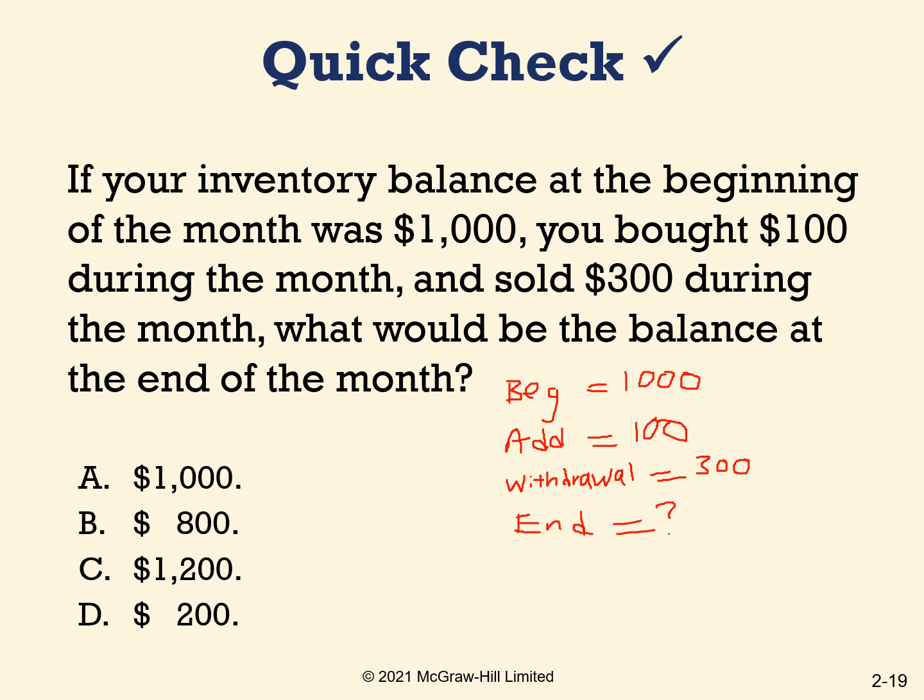So if we think about our formula, our formula was our beginning balance plus additions is going to equal our end balance plus our withdrawals, or what we sold. So if we want to rearrange this formula for withdrawals, we're going to want our withdrawals on one side, and then we're going to put our beginning.